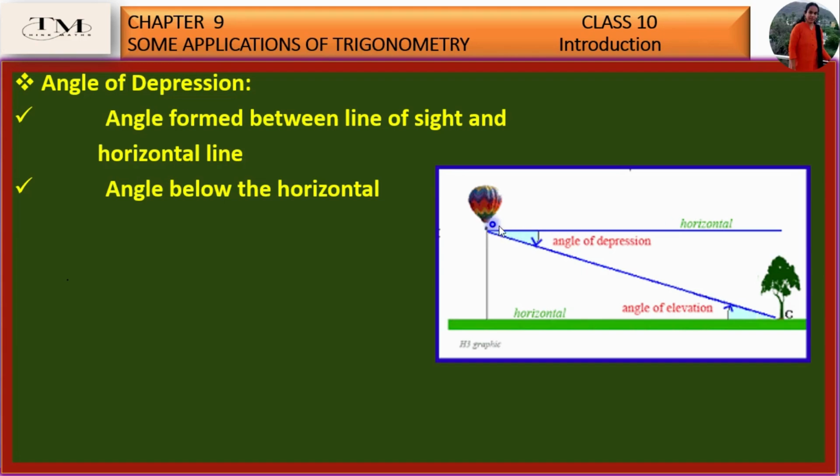In angle of elevation, the viewer looks up. In angle of depression, the viewer looks down. From this point, the viewer looks down at the tree, and the angle formed between the horizontal and the line of sight is called the angle of depression. In the same way, if someone stands near the tree and looks at this parachute, the horizontal line and the line of sight will form the angle of elevation.